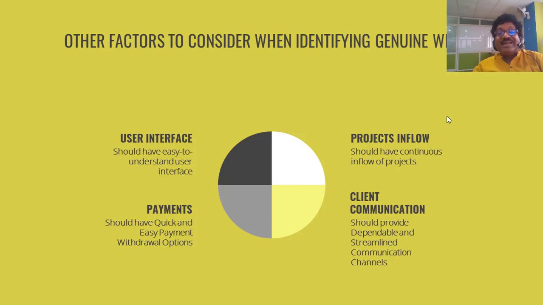And number 4, the client communication possibility. The website should provide us dependable and streamlined communication channels. See, in some websites there is no communication possible at all with the client, right? And most of the genuine websites provide different channels of communication between you and your client. Sometimes you can interact and communicate with your client through a chat facility on the website. Often there's an email facility, and there are also many other modes possible, and a genuine website will take care of all these parameters. So I hope you have understood 3 plus 4, totally 7 important factors to consider when identifying genuine websites. Got that?